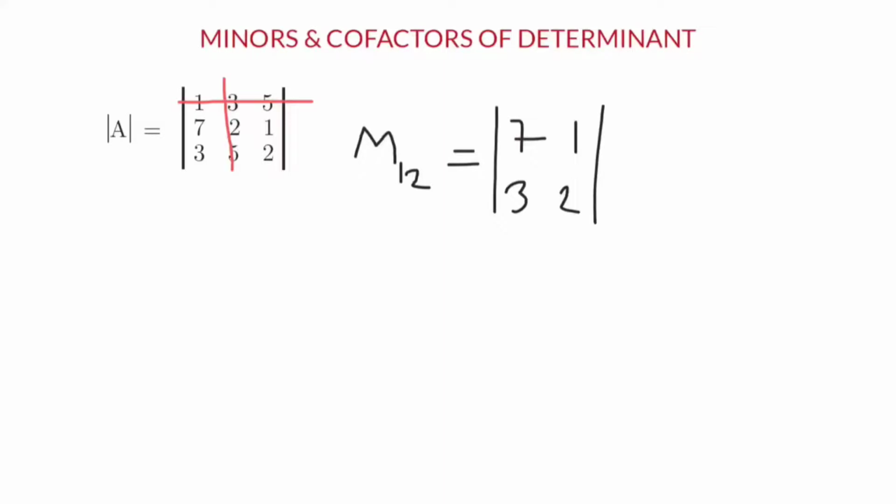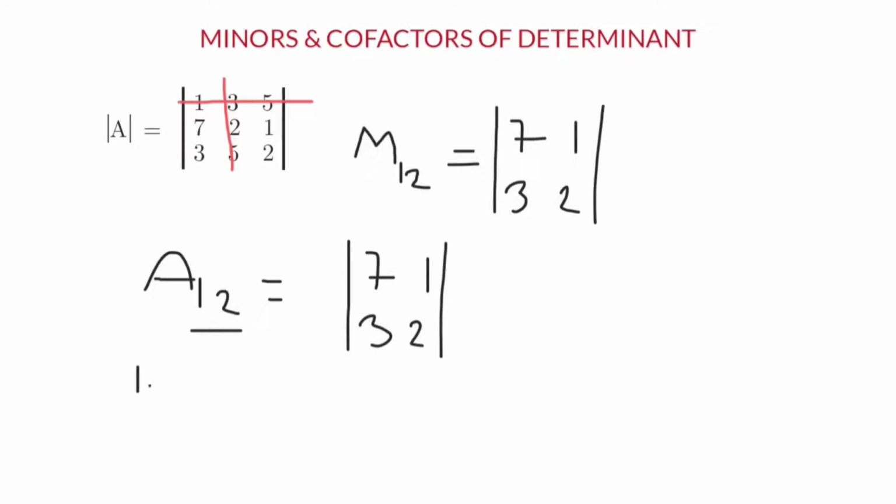So now what will be the cofactor? Cofactor is represented by A. So A12 is also equal to the minor, but it will have a positive or negative sign based on its position. It is also the determinant of 7, 1, 3, 2, but 1 plus 2 is equal to 3, which is odd, so it will have a negative sign.